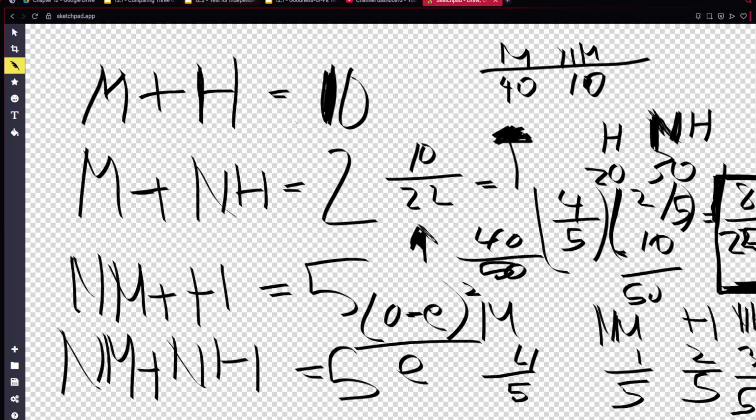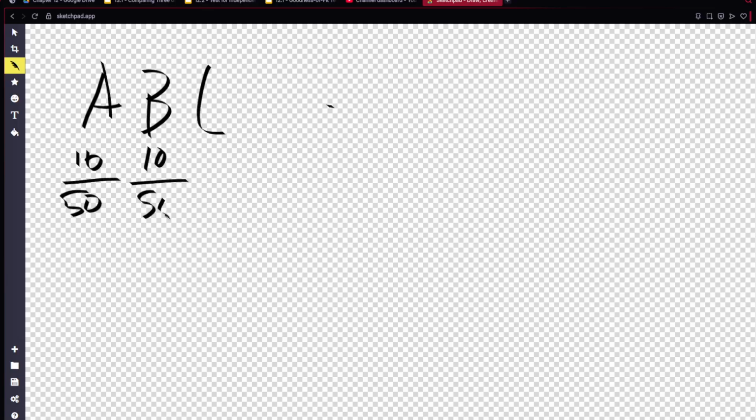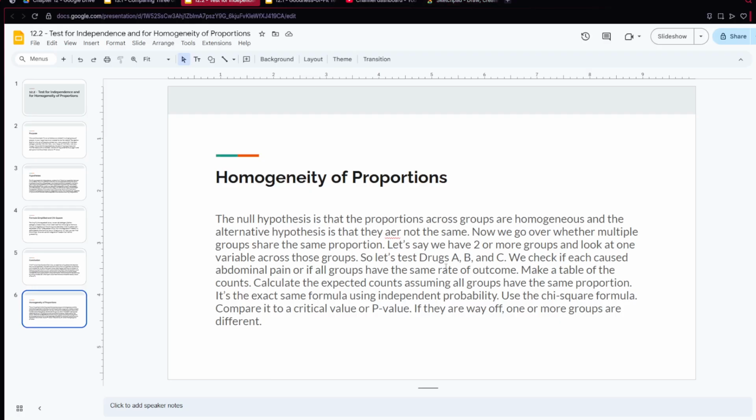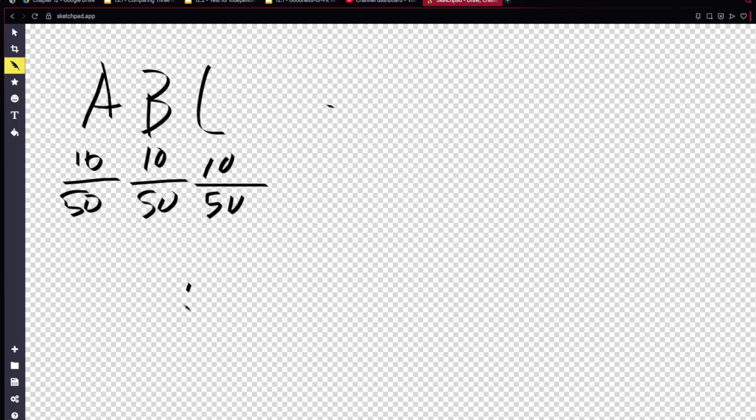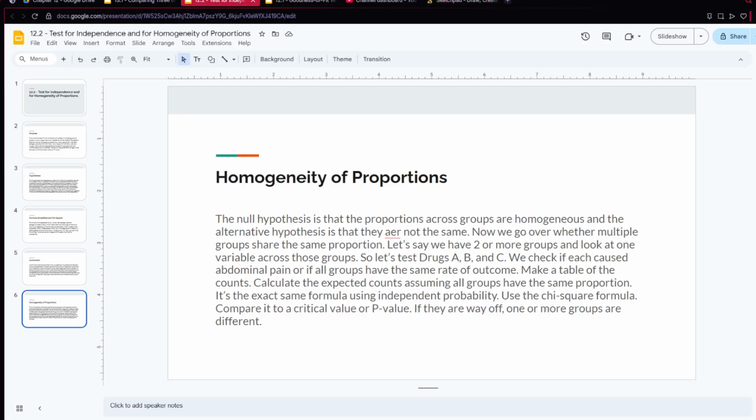And let's go back to Sketchpad over here. Let's erase all this. So let's assume we have drug A, drug B, and drug C. Let's assume that we test the proportions equally and we get 10 out of 50, 10 out of 50, 10 out of 50. And here we check if each causes abdominal pain, make a table of the counts, and the expected count here is that after 50 trials, 10 people will have abdominal pain for A, B, and C. So I guess this is a homogeneous proportion, right? I mean, each one yields the same proportion.